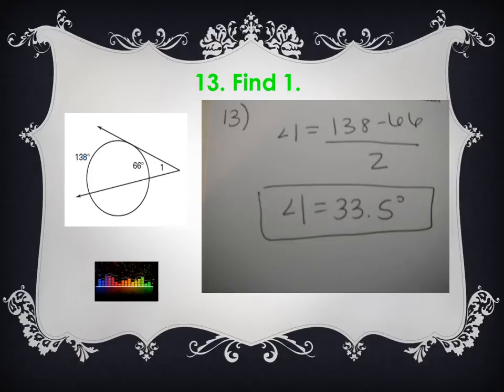Angle 1 will equal 138 degrees minus 66 over 2. You can plug this in the calculator just like this, but make sure you're using the fraction button if you use the yellow calculators or the TI-36 Pro.